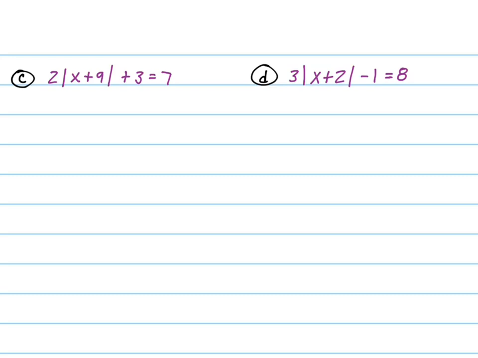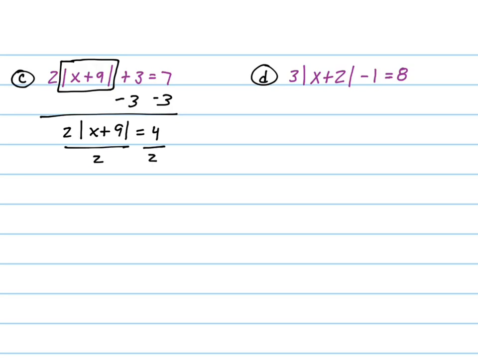Remember when I said in the first part of this, we have to isolate our absolute value, meaning before we separate into our two quantities, we first have to get the absolute value bars and everything inside them alone. So for this first problem here, for C, I'm going to subtract 3 to start with, because I'm trying to get the absolute value stuff all by itself. This is what I want to be all alone. So I subtract 3, I've got 2, absolute value of x plus 9 equals 4. I'll divide by 2. Then I've got the absolute value of x plus 9 equals 2.